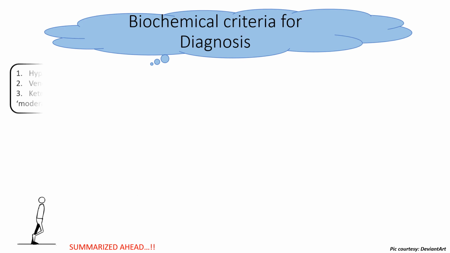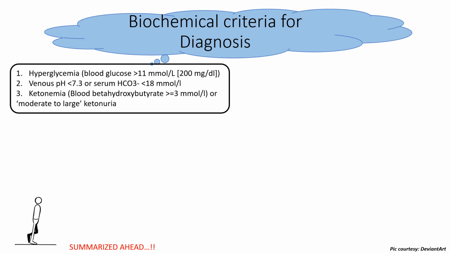Biochemical criteria for diagnosis include hyperglycemia, that is blood glucose more than 11 millimole per liter, more than 200 milligram per deciliter; venous pH less than 7.3 or serum bicarbonate less than 18 millimoles per liter; and ketonemia, that is blood beta hydroxybutyrate more than or equal to 3 millimoles per liter, or moderate to large ketonuria, which is typically more than or equal to 2 plus.